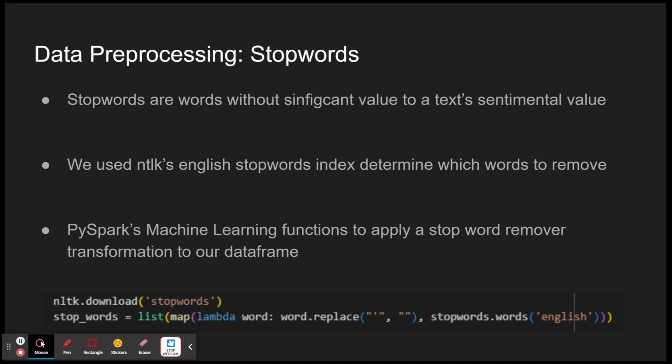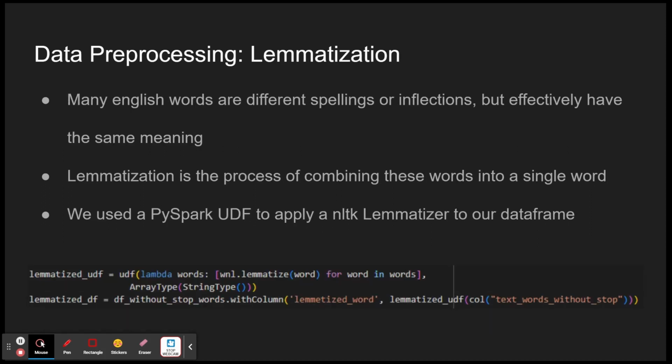By applying a stop word removal transformation to our data frame, we can effectively improve the accuracy of our sentiment analysis. The English language often contains different word spellings or inflections that convey the same meaning. To consolidate this variation and simplify our analysis, we employ lemmatization or stemming techniques. Lemmatization is a more sophisticated approach, particularly suited for our analysis because verbs play an essential role in determining sentiment. To achieve this, we utilize a PySpark user-defined function to apply the NLTK lemmatization to our data frame.